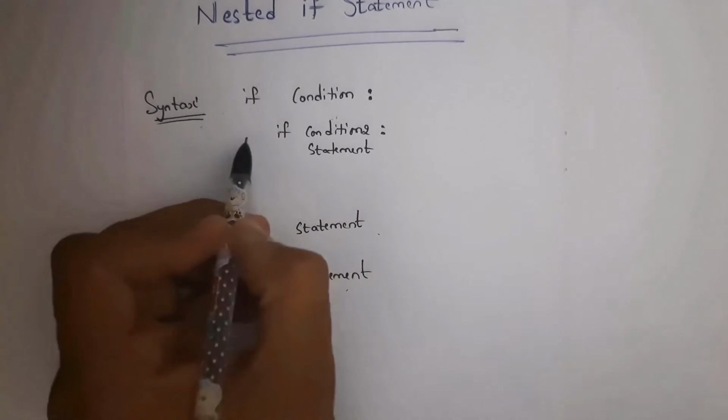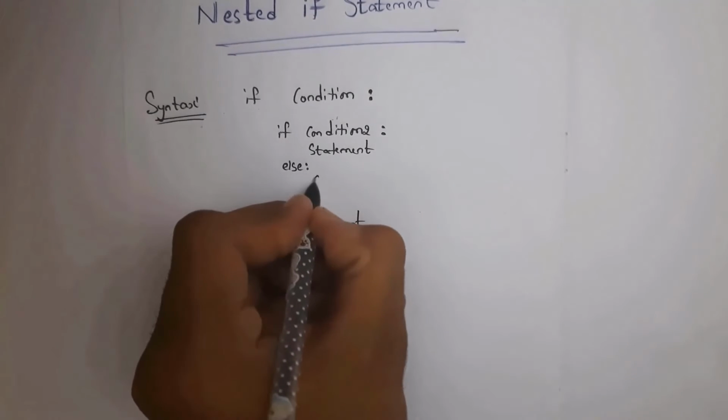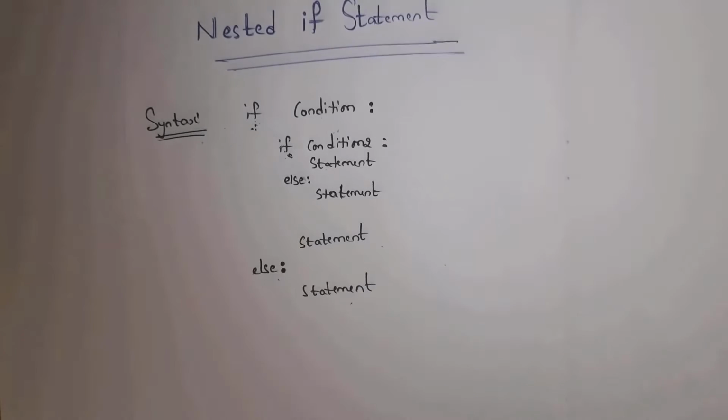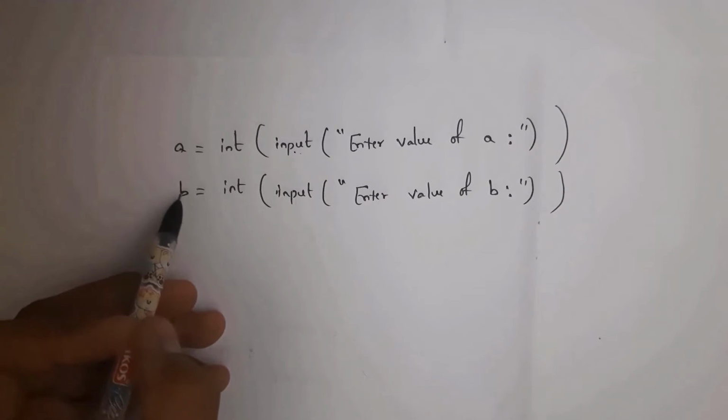So here you need to give a gap and write else colon statement. If you write one if statement inside another if statement, then we call it a nested if statement. I will give an example so that you can clearly understand this nested if statement. This is a program for nested if statement.